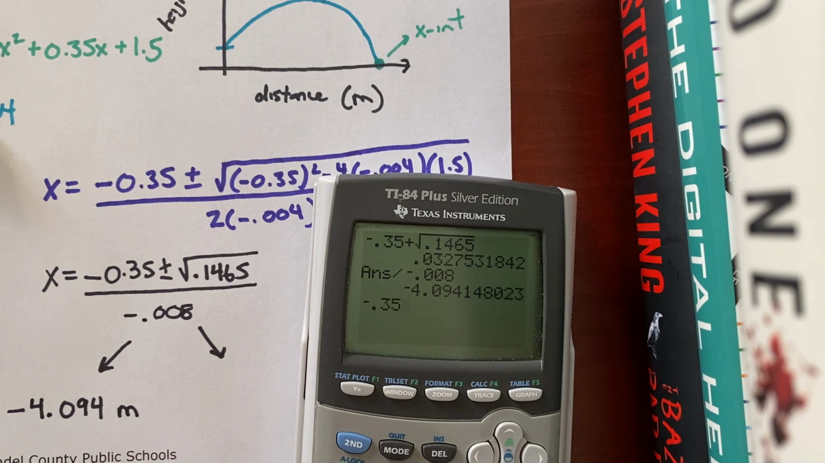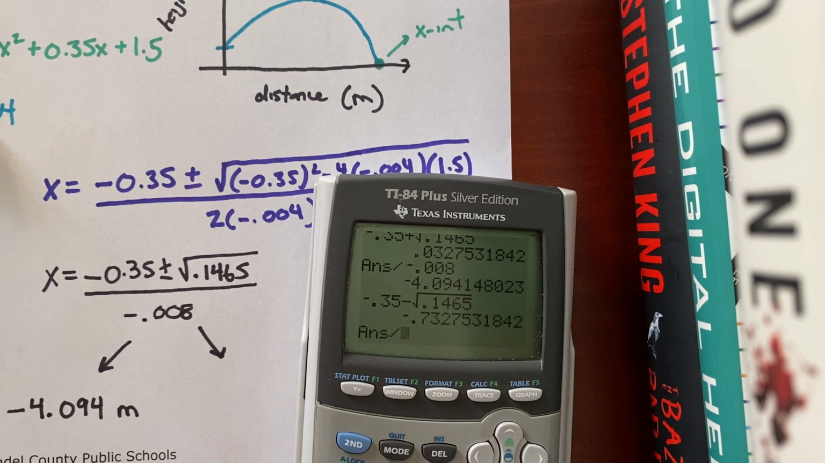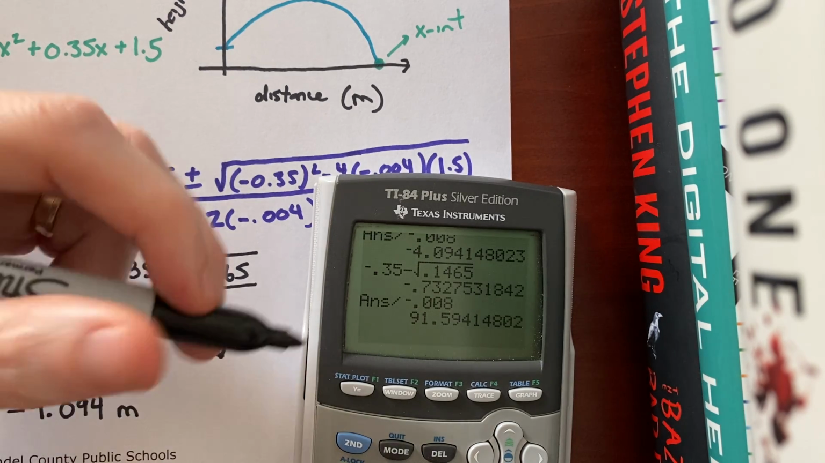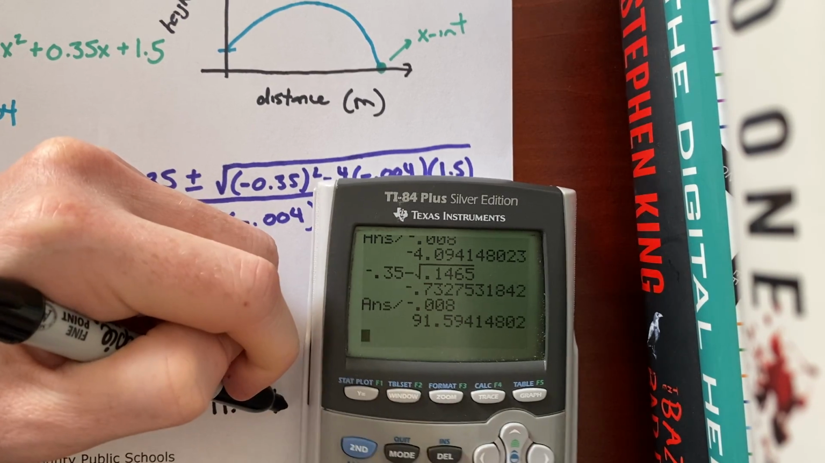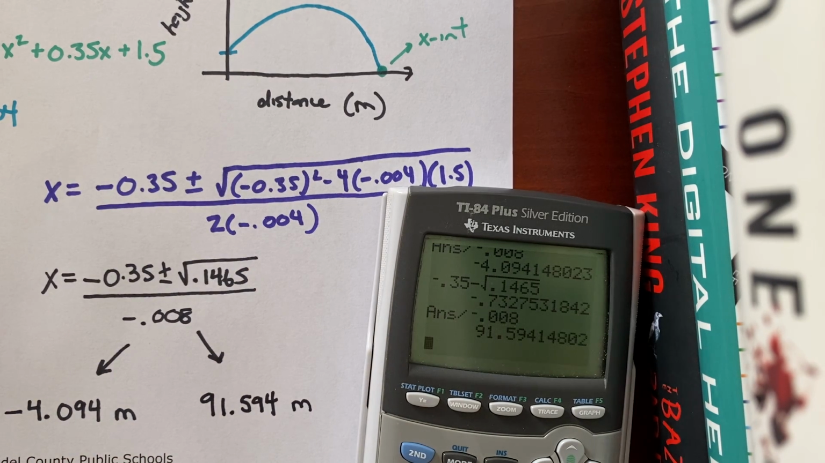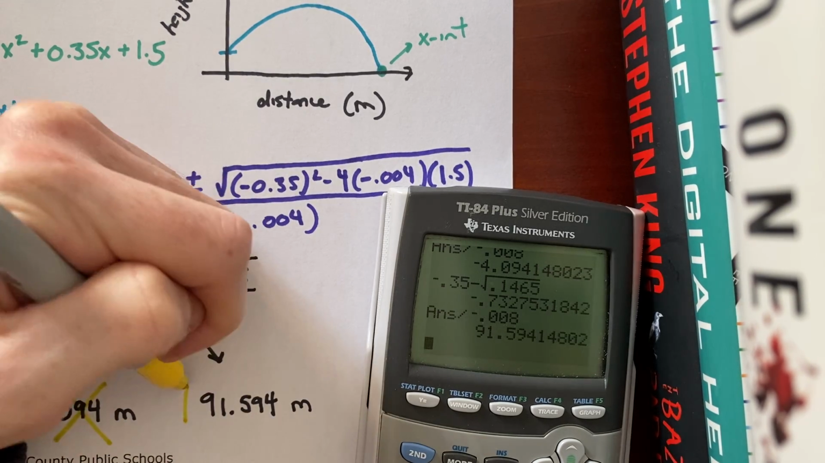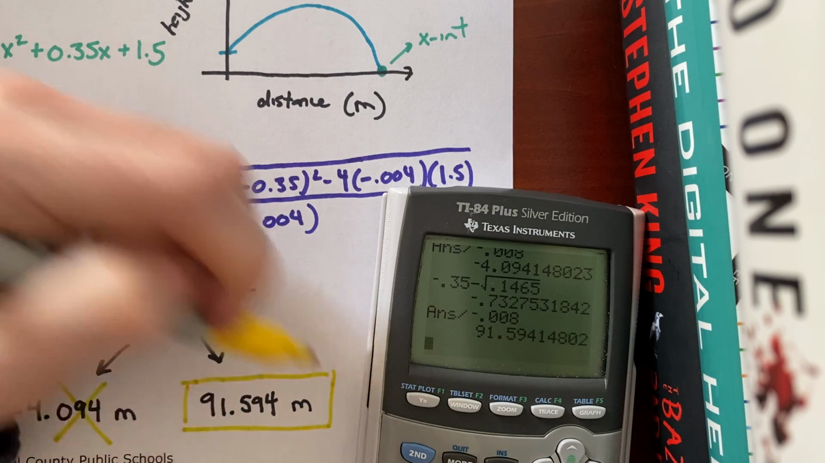Negative 0.35 minus, we already did the plus, the square root of 0.1465, press enter, and then divide that by negative 0.008, and we get a huge number, 91.594 meters. That sounds like a very long distance to throw a javelin, but I'm sure it's correct. As we talked about earlier, the other one is called an extraneous solution, as in it doesn't make sense, it's impossible. So my solution, how far that javelin went, is this right here.